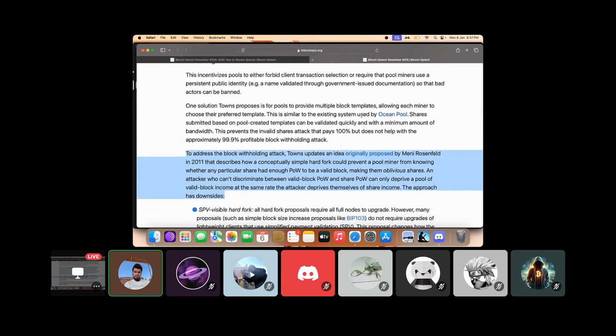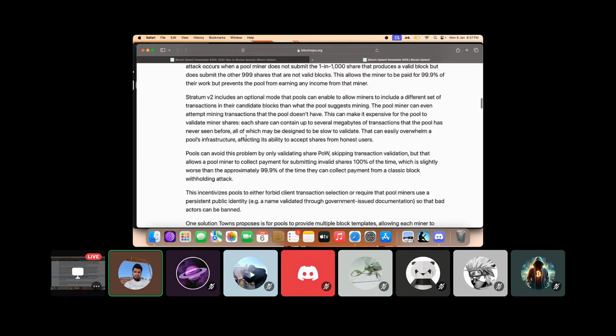Yeah, if we allow the miners to choose from a set of templates, then this circumvents a lot of problems, but again it does not get rid of the 99.9% attack, which we refer to as the block withholding attack that we talked about, right?